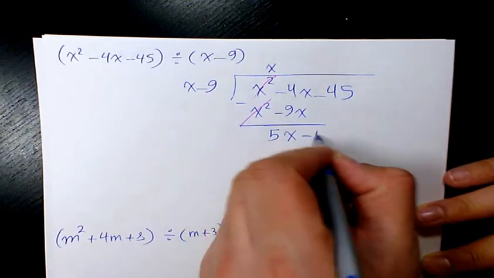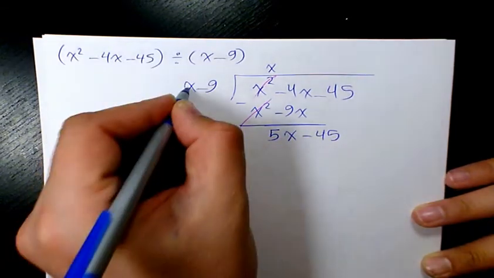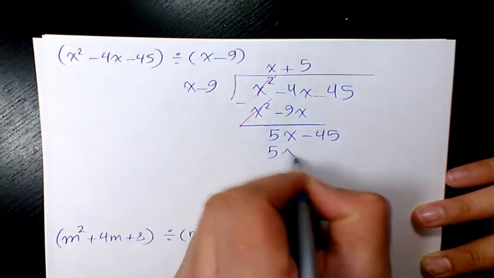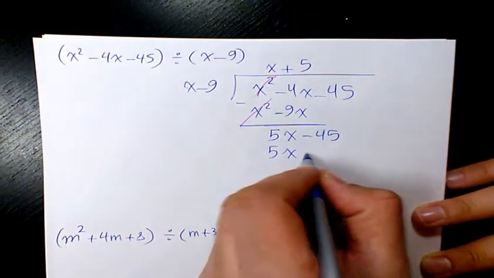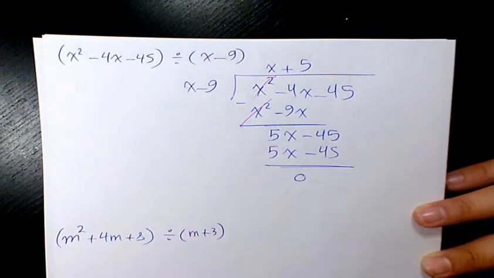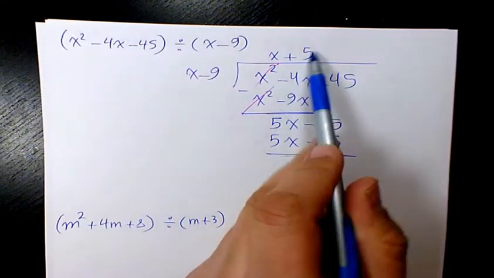And you bring this one down. 5x divided by x is going to be plus 5. So 5 times x, 5x. 5 times negative 9 is going to be negative 45. When you cancel out, subtract it, it's going to cancel out, and the answer is going to be x plus 5.